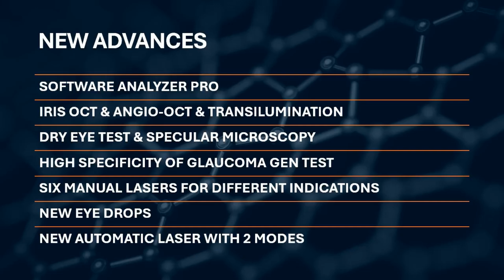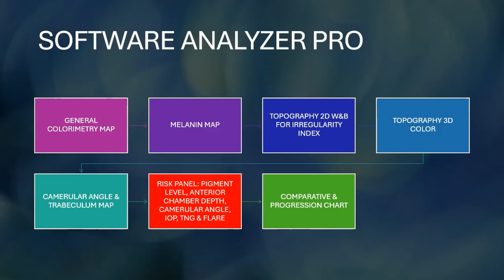The Analyzer Pro software features a series of maps, starting with a general colorimetry map, where we can see all the colors present in the iris. The second map allows us to see the 4 types of melanin. The third is a 2-dimensional black and white topography map to highlight the irregularity of the surface. The fourth is a dynamic color 3D topography map where we can observe in a very educational way the progress of the laser treatment. We have added a 360-degree map of the chamber angle and the trabeculum.